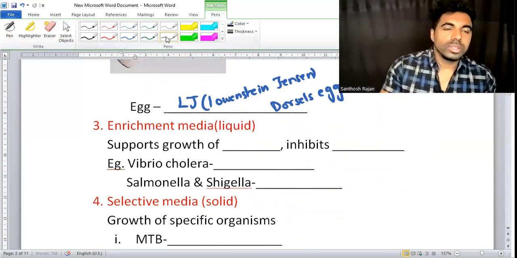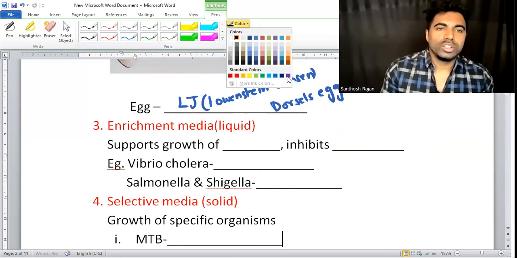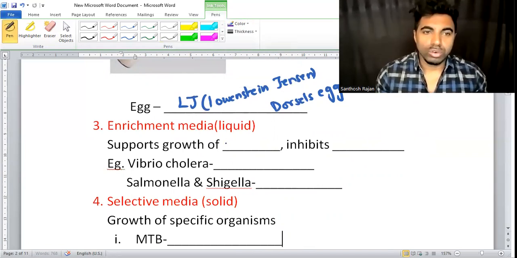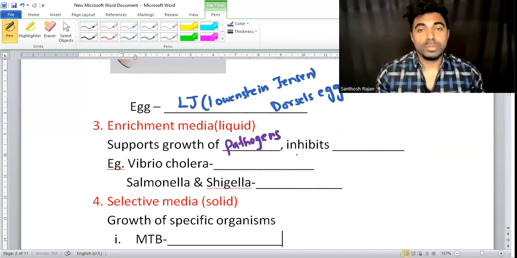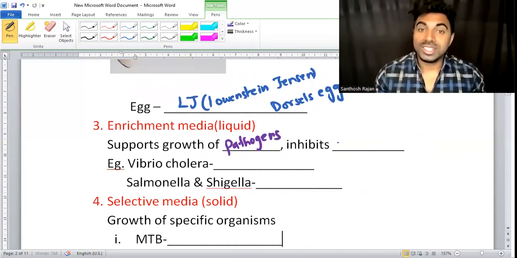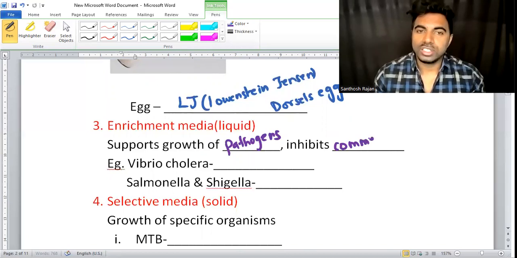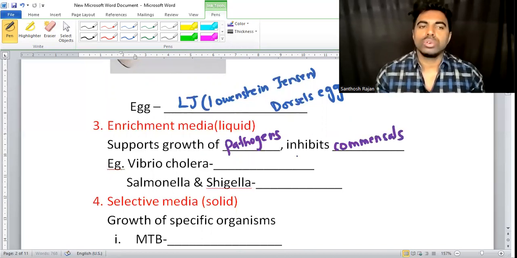Enrichment media. What is the enrichment media here? So we talk about enriched media. It supports the growth of the pathogens, the organism which is causing the infection. And I told you already, enrichment media is usually a liquid media. It supports the pathogen, inhibits the commensals, the unwanted bacteria, and allows the growth of pathogens.